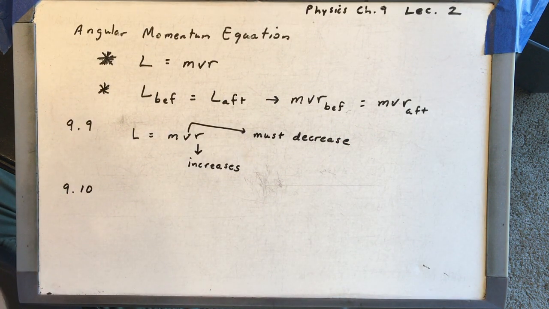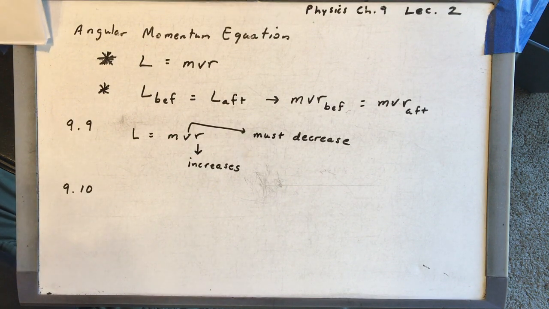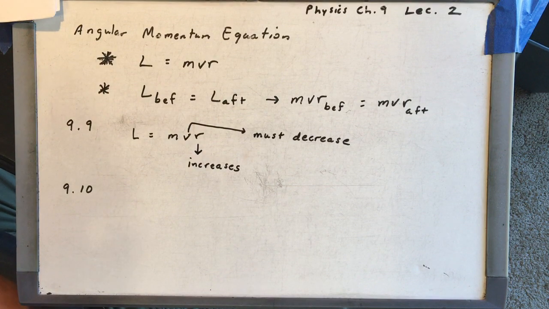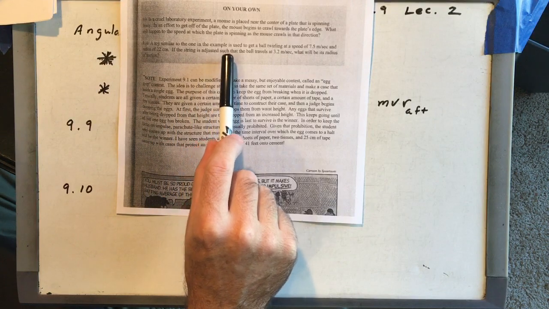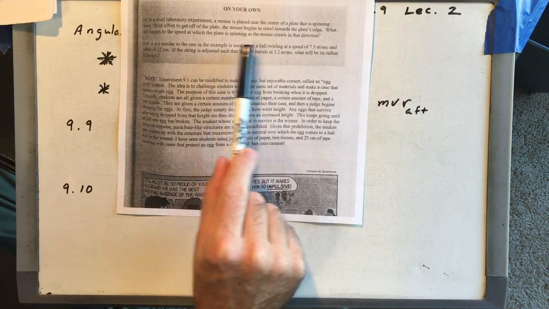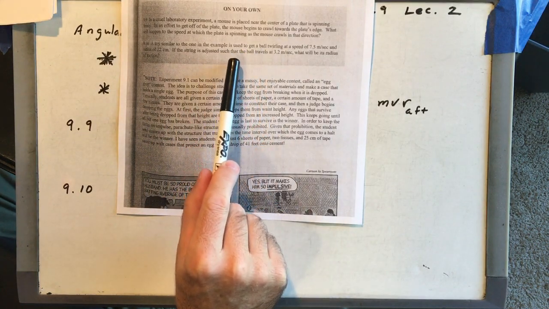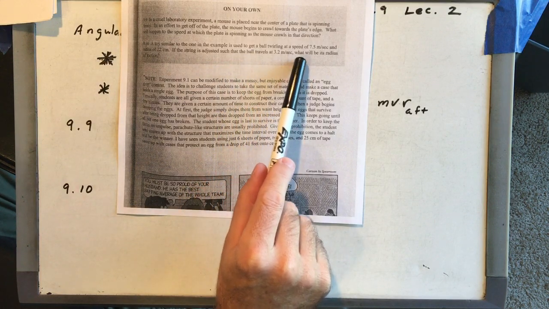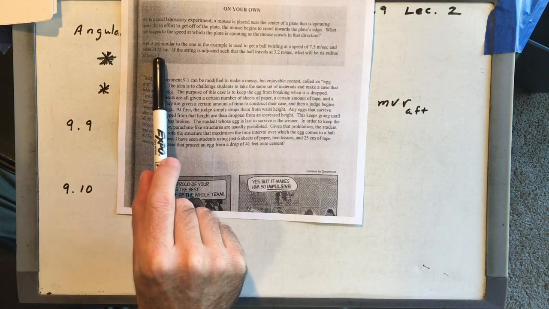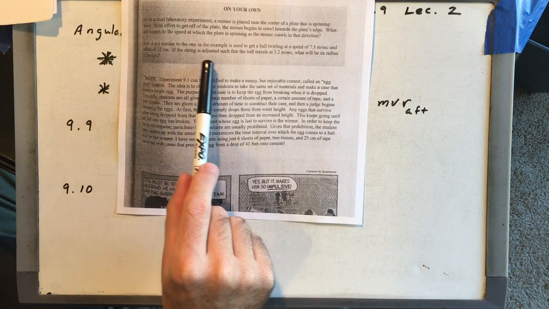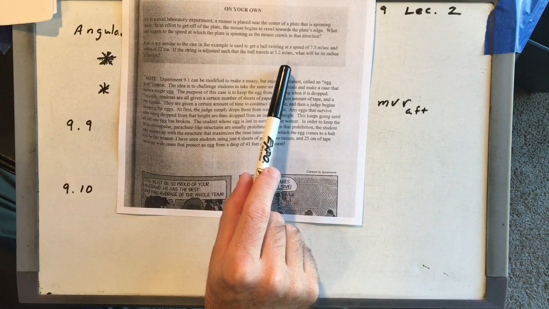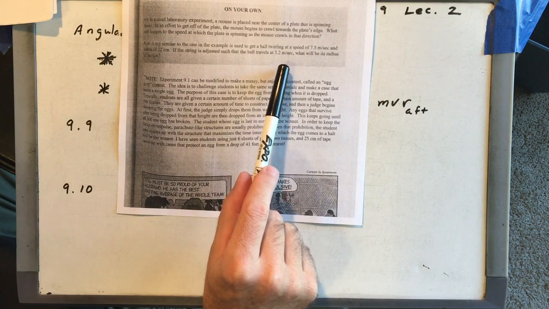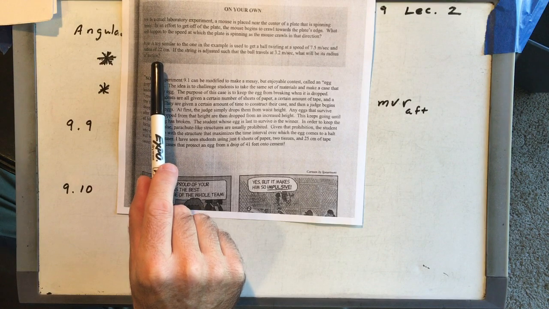All right, and finally, your last on your own before Christmas, and it's only, I think, November the 12th, so there we go. So 9.10 says, a toy similar to the one used in the example, you can just look in your book in one of the blue example problems to see that, is used to get a ball spinning at a speed of 7.5 meters a second, a radius of 22 centimeters. If the string is adjusted such that the ball travels at 3.2 meters a second, all right, so the string is slowing down, right? What will be the radius of motion?